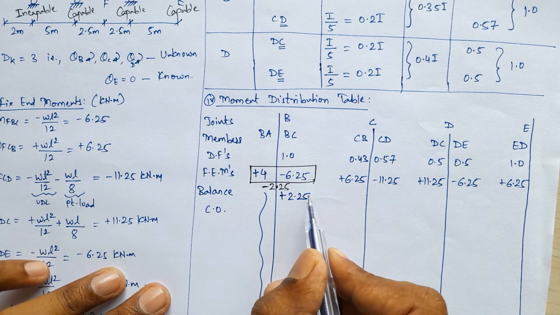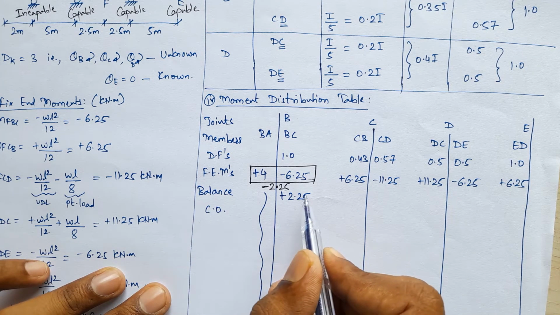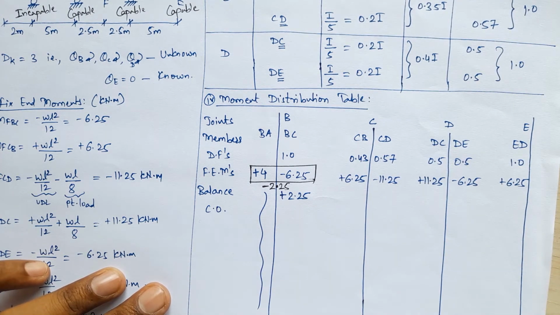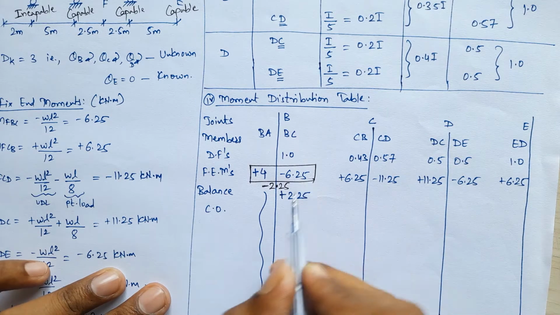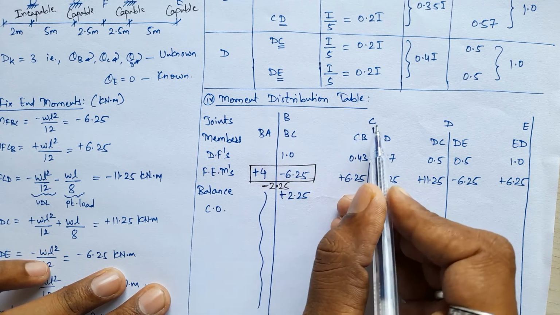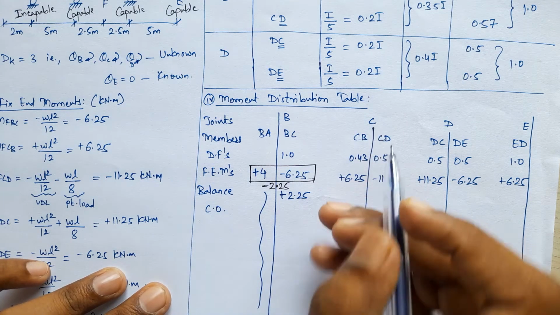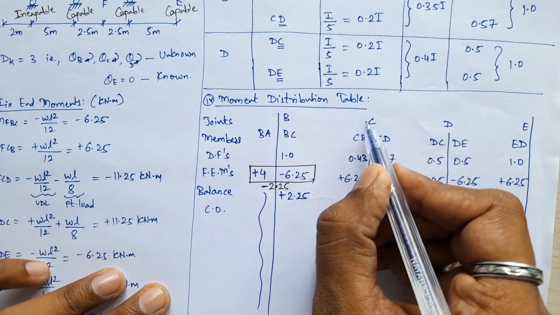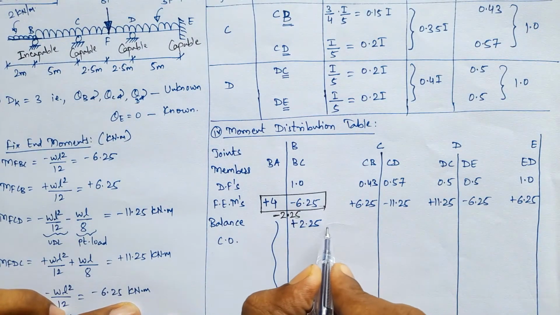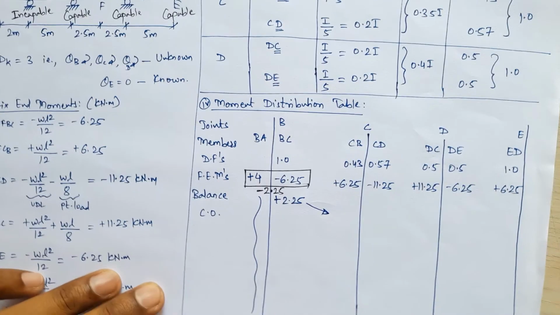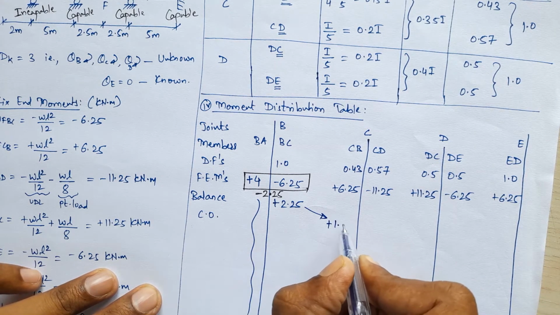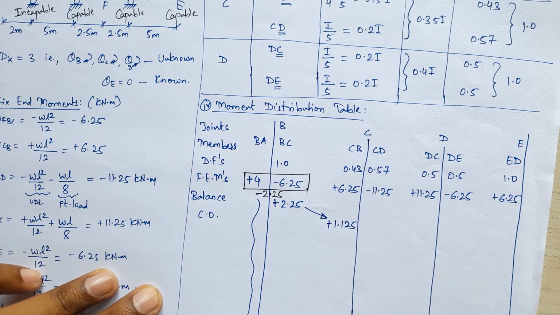Carryover is whatever balance moment you are applying here, half of the moment will get carried over to its next support. So the moment from B will get carried over to the next joint C, but the condition is whether C is capable or not. It is capable, so this carryover is possible. Half of the moment, that is plus half of this, 1.125, will get carried over to this.